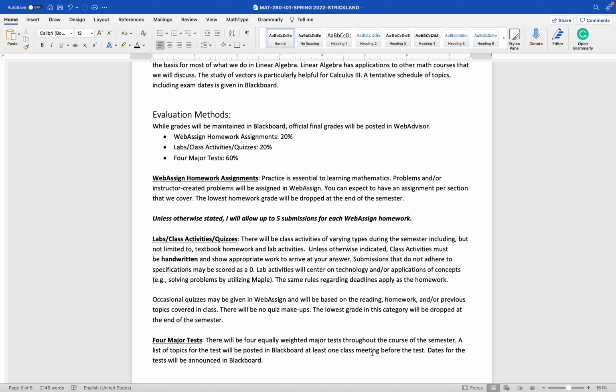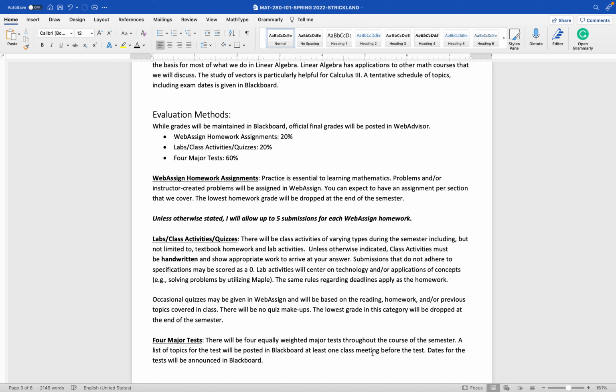For the web-assigned homework assignments, practice is essential to learning mathematics. Problems and/or instructor-created problems will be assigned in WebAssign. You can expect to have an assignment per section that we cover. The lowest homework grade will be dropped at the end of the semester. Unless otherwise stated, I will allow up to 5 submissions for each web-assigned homework.